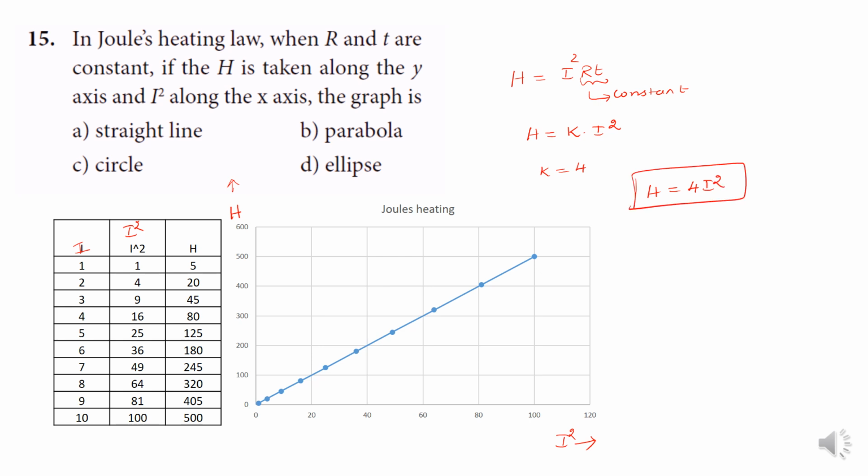These are the I square values. When I is 1, I square is 1. When I is 2, I square is 4. So I have increased the current from 1 to 10, and this is the I square value. H is obtained by multiplying each I square value by the constant. When it is plotted in a graph by taking H on the y-axis and I square on the x-axis, what you actually get is a straight line. So the correct option is option A, which is a straight line.